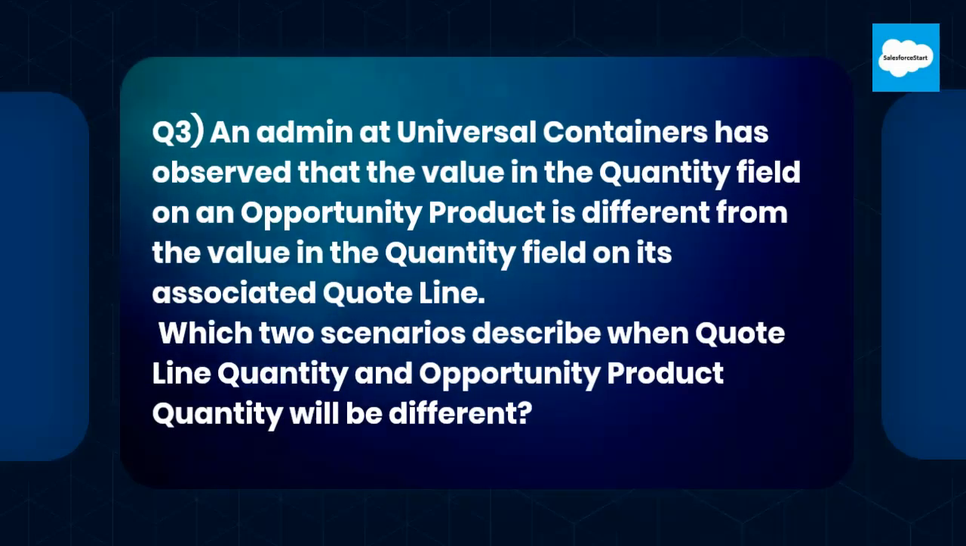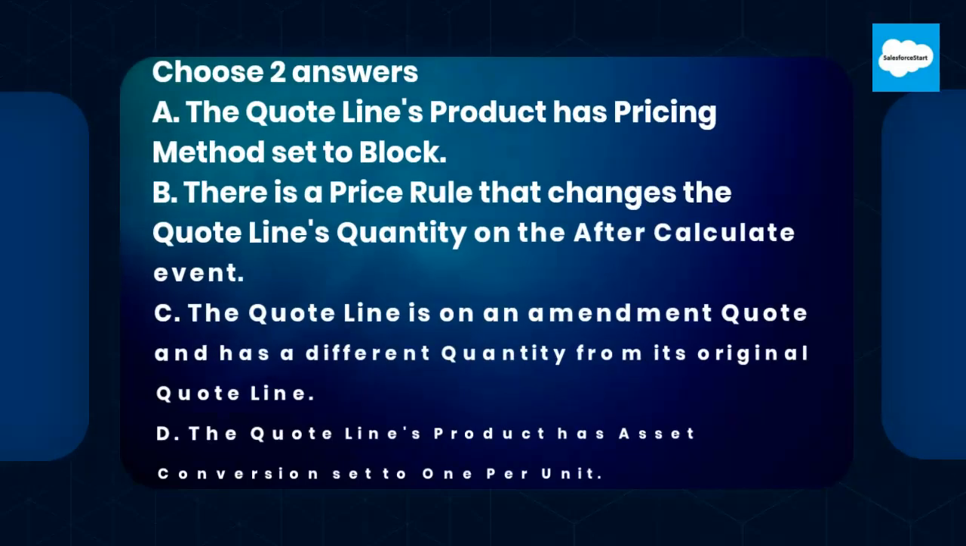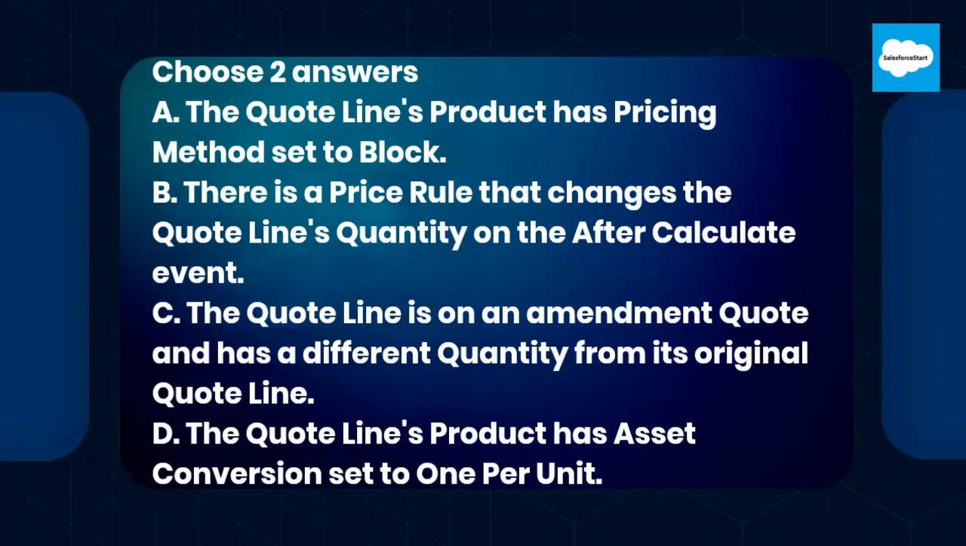Q3. An admin at Universal Containers has observed that the value in the quantity field on an opportunity product is different from the value in the quantity field on its associated quote line. Which two scenarios describe when quote line quantity and opportunity product quantity will be different? Choose two answers. A. The quote line's product has pricing method set to block.